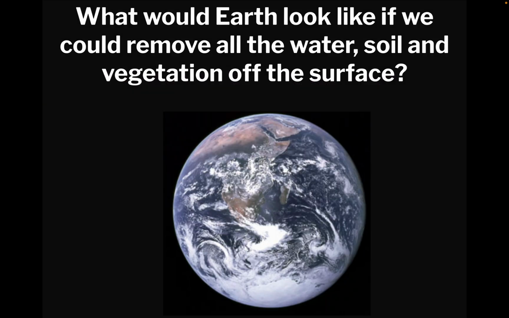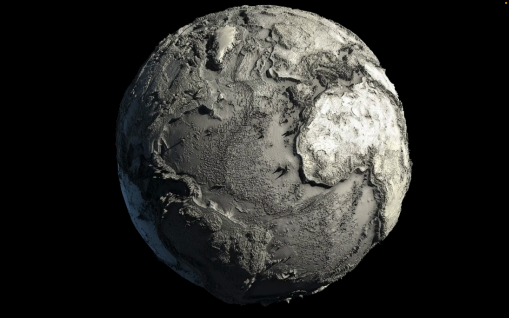Okay. I want you to think about what Earth would look like if we could remove all of the water, soil, and vegetation off the surface. What would that look like? Well, I have a picture, and this is pretty amazing. That is Earth. If we could remove all the vegetation, all the water, everything, that is Earth. And when I saw that for the first time, I thought, man, that is incredible.